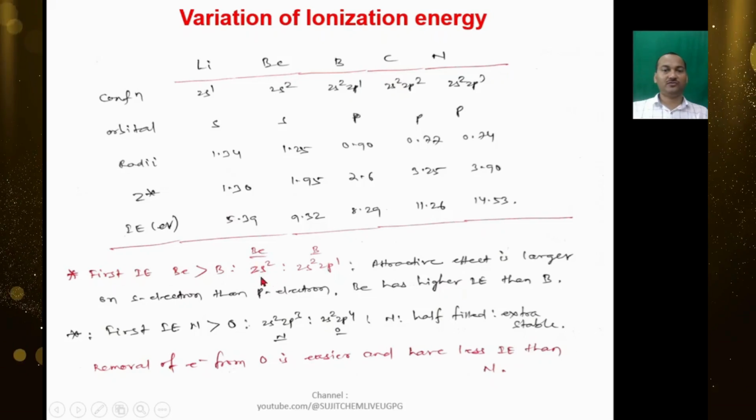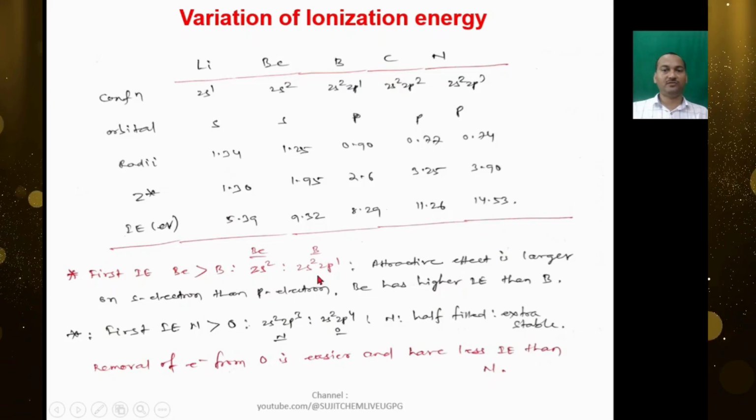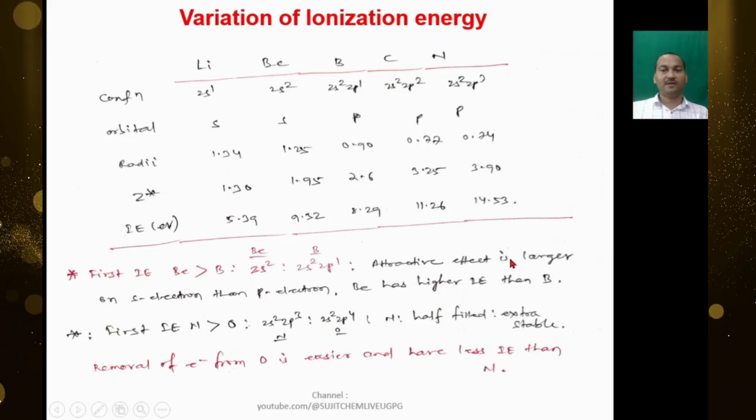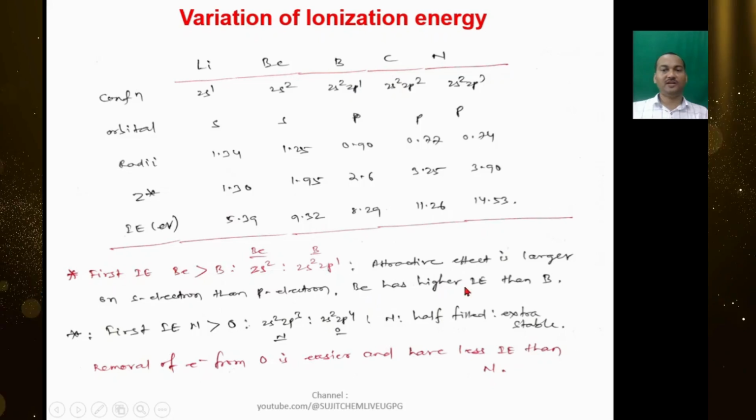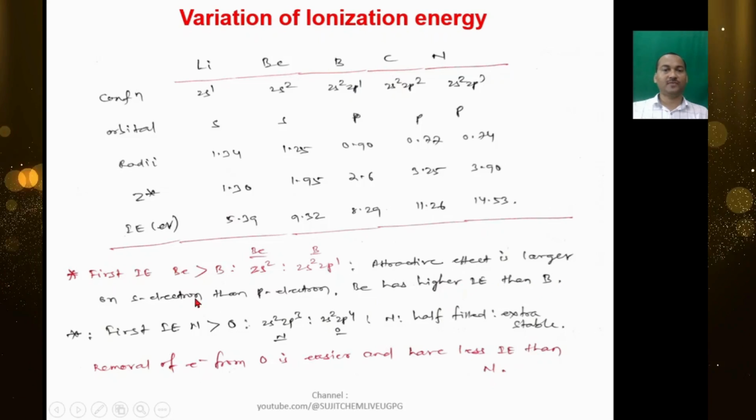Beryllium has 2s2 configuration and boron has 2s2 2p1. So the attractive effect is larger on an s electron than a p electron. That's why beryllium has higher ionization energy than boron.